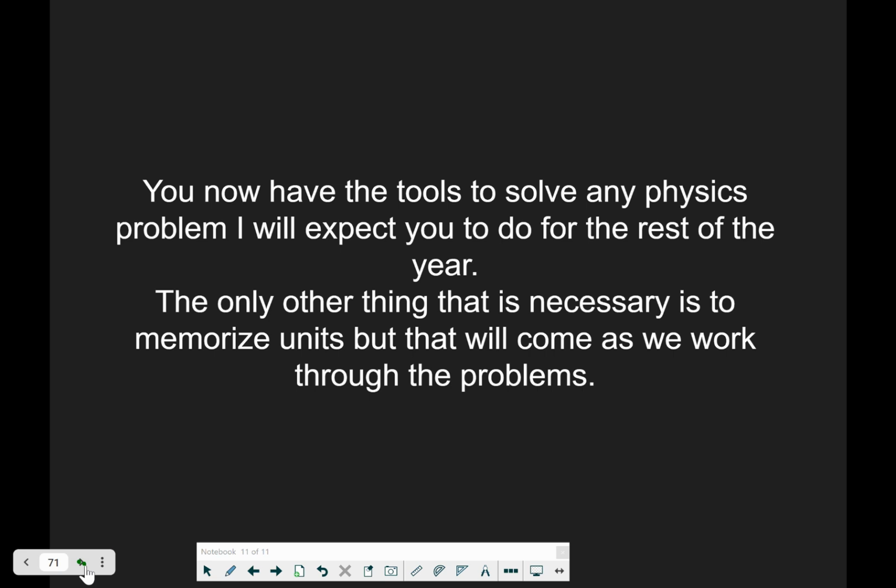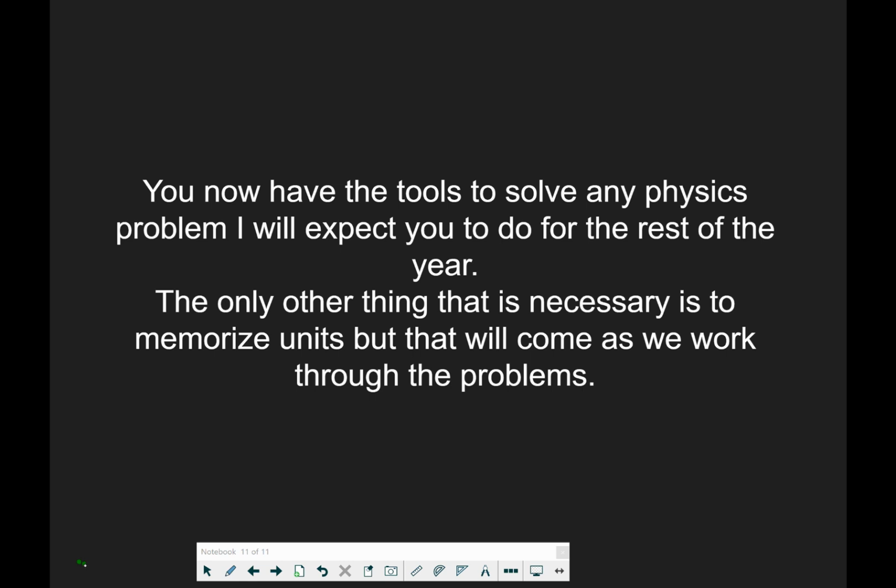All right, you now have the tools to solve any physics problems I will expect you to do for the rest of the year. The only thing that is necessary to memorize is the units, but that will come as we work through the problems. It is absolutely necessary for you to memorize units. It is very rare that I will ask you to memorize anything, but I need you to memorize things like mass is always in grams. Okay?